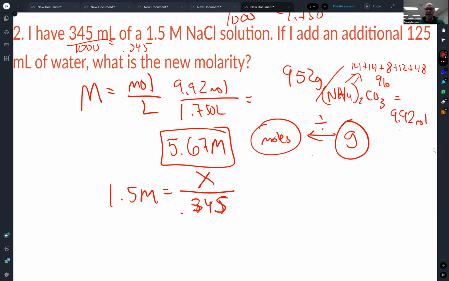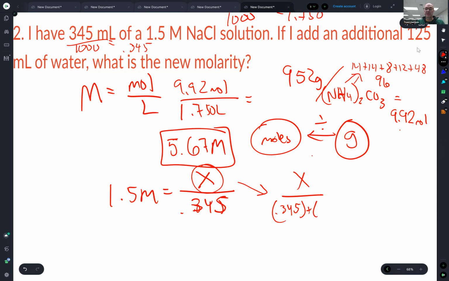It's saying, okay, you could solve for this and then use that same value with an additional 125 milliliters, or we have our own new formula. So we don't have to go through this molarity calculation if we don't like. We have this new formula. It's M1V1 equals M2V2. That's a dilution formula.